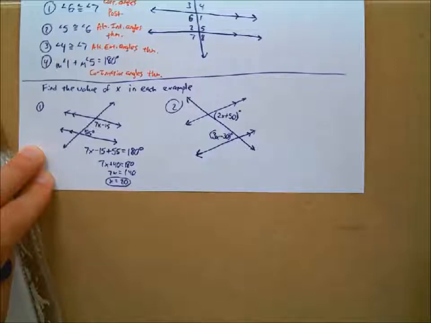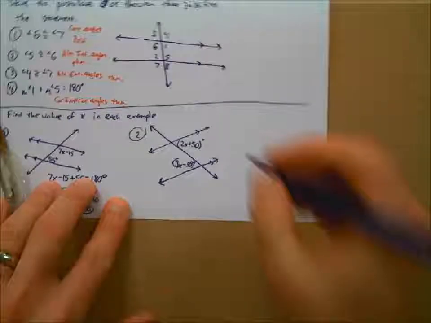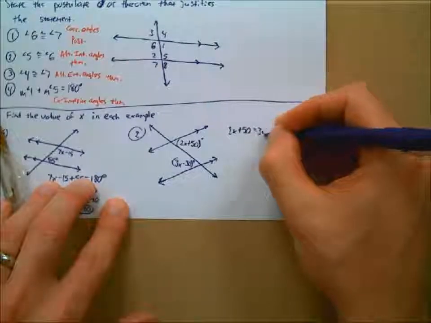Okay, so with the way that is set up, Emily, what kind of special angle pair do we have here? That is alternate interior. Very good. And so how can we set up an equation here to start solving for x? You could do 2x plus 50 equals 3x minus 30. Yes, very good. Alternate interior angles are congruent, so we can set them equal to one another, and then we'll solve.